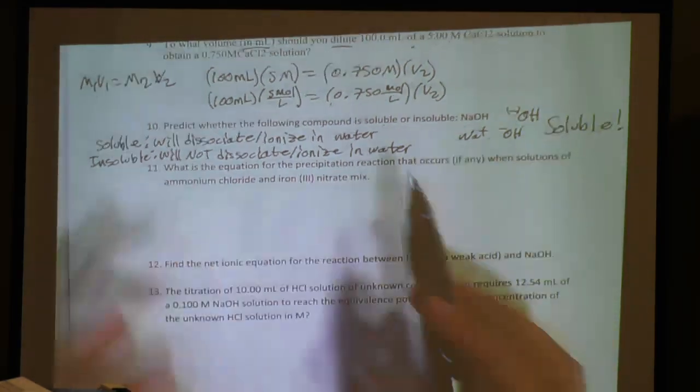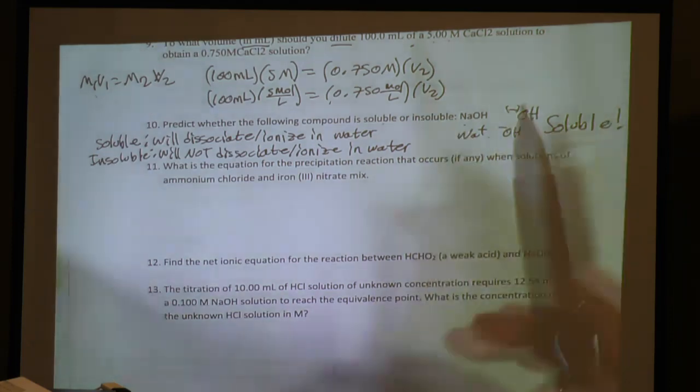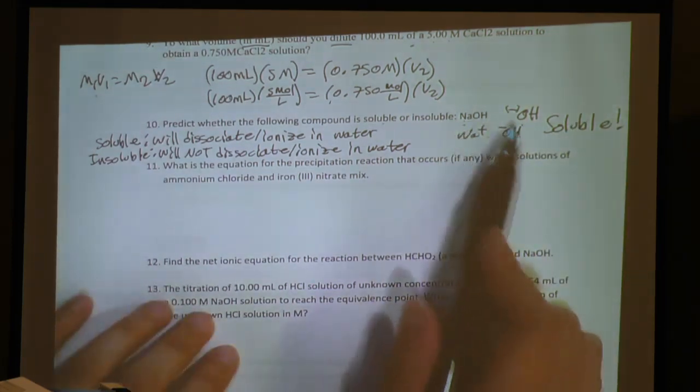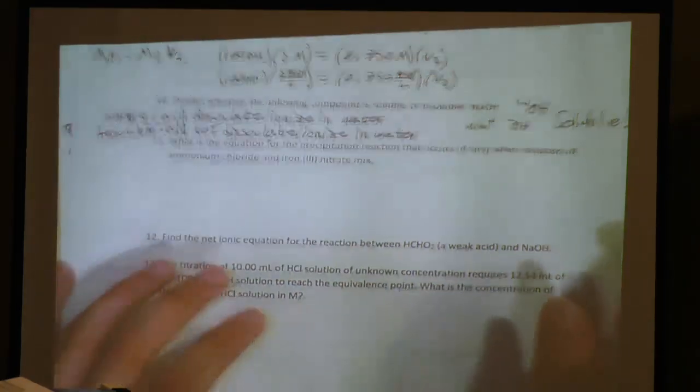Does that kind of make sense? So if you look at the periodic table, look at group 1A, and also 1B, or two, different periodic tables are labeled differently. It's always going to be soluble with those groups. Okay?